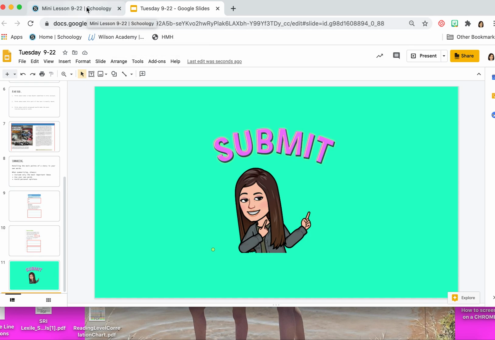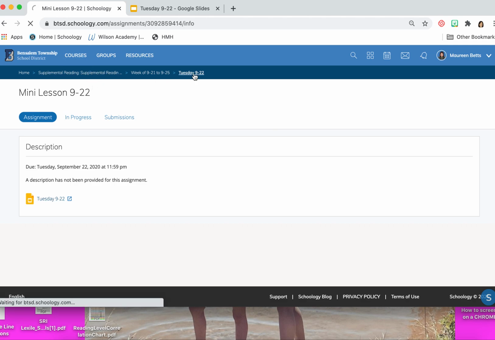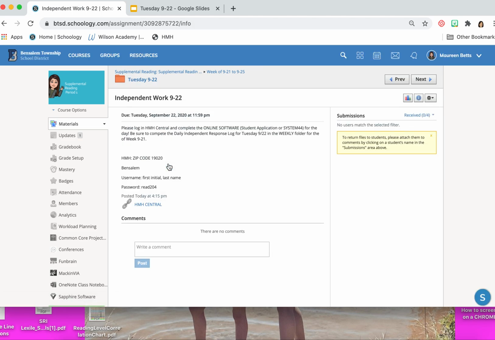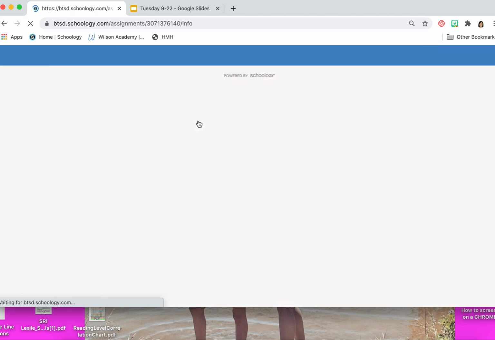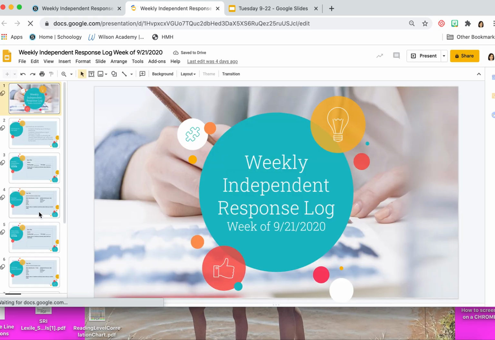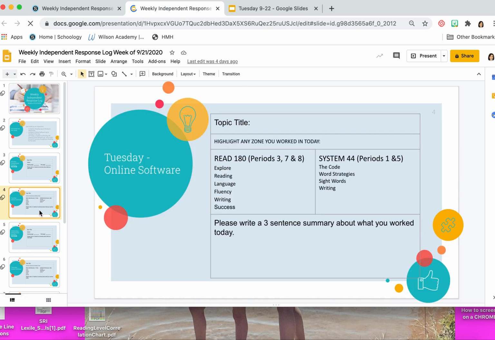Now let's go back into Tuesday because you do have independent work to do. Today's independent work is going into HMH Central and working on the online software, so Student Application or System 44. Be sure to complete your response log, which is in the weekly folder. Click the week, log in to our weekly response log and complete it for Tuesday, the online software. Don't hit submit on this till Friday.